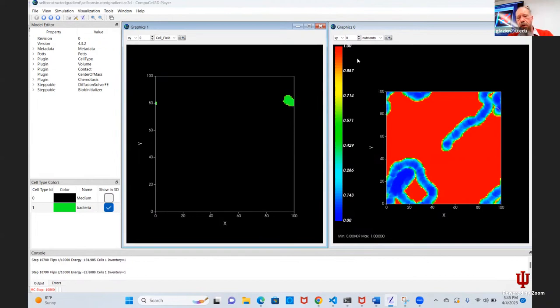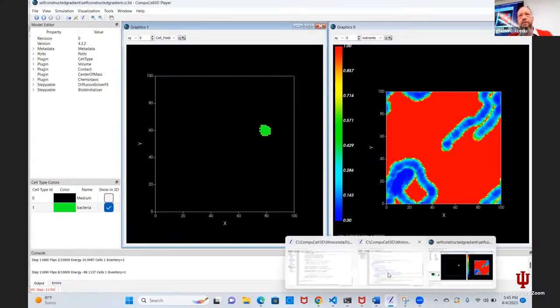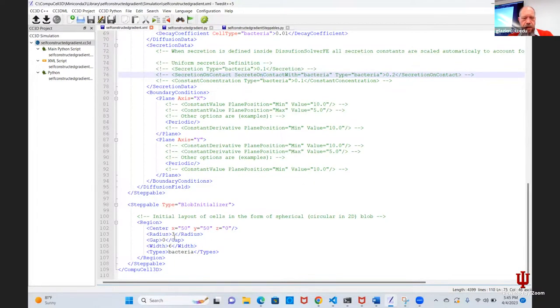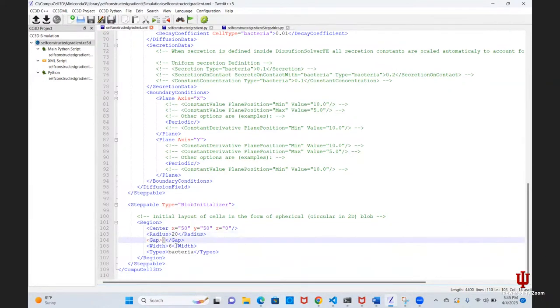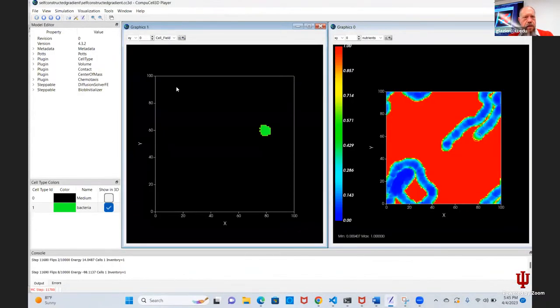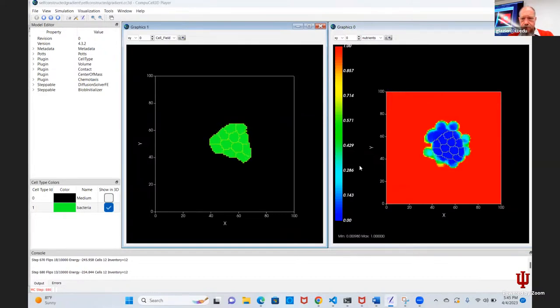Right. Okay, so one thing, why don't you try going into the initial condition and let's create more than one cell. See what that does. So go into blob initializer, make radius a bit bigger, make it say 20. And let's put the cells separated. Well, you can have them together first, but make the gap. I can make a gap. Yeah, that would be great. Perfect. See what that does.